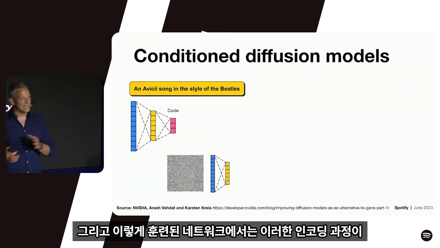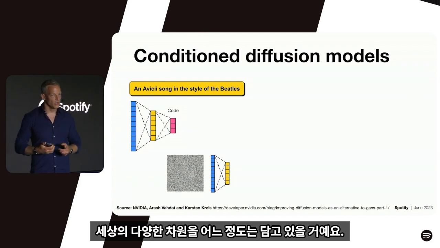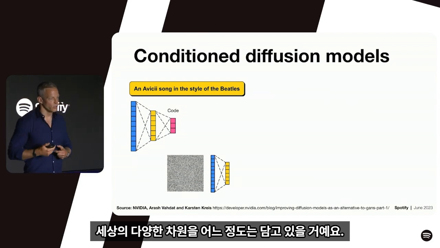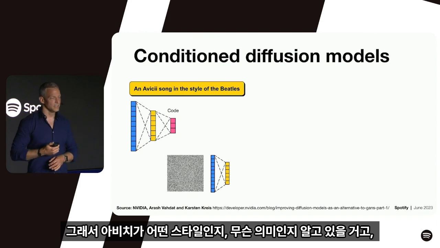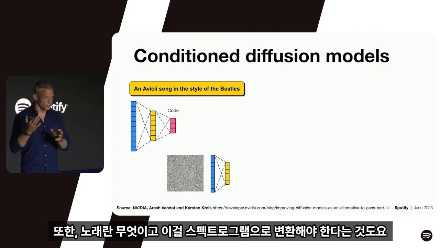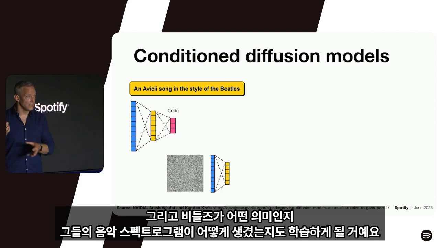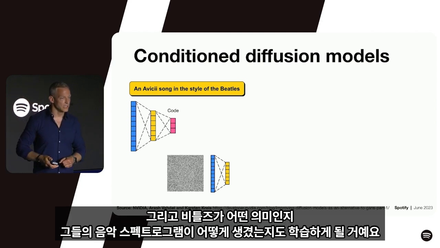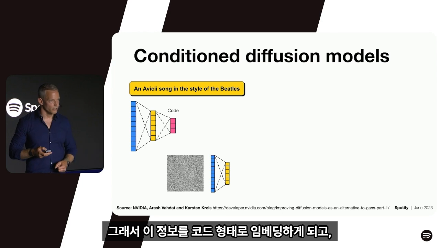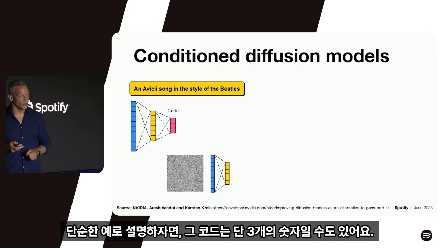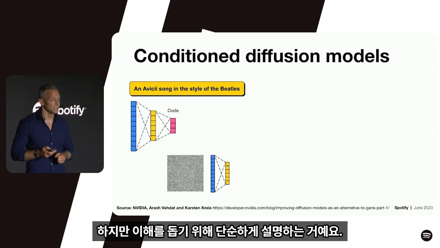And as you've trained this network, this encoding process hopefully will have captured the dimensions of the world. So we'll know what Avicii is and what it means. It'll kind of know what a song is, that it should do a spectrogram now and not a picture of a cat, and sort of what the Beatles represents and what those kinds of spectrograms look like. And so it's going to embed this into this code that in our simplified example is just 3 numbers. It's not 3 numbers in reality, it's more numbers, but for purposes of simplicity.